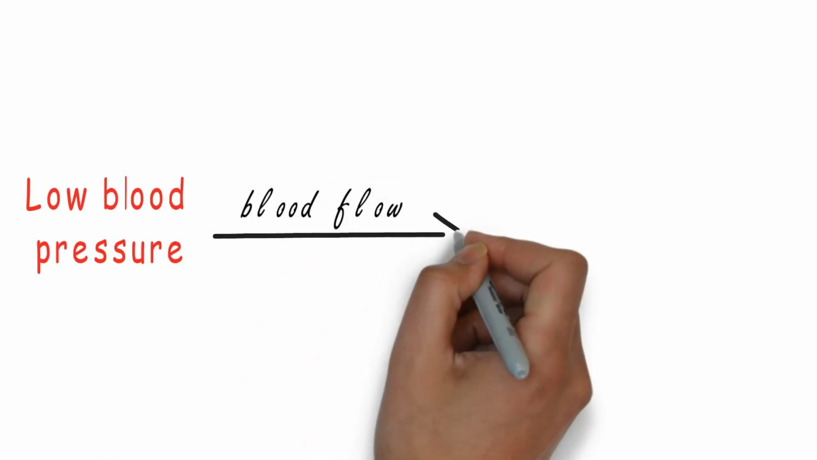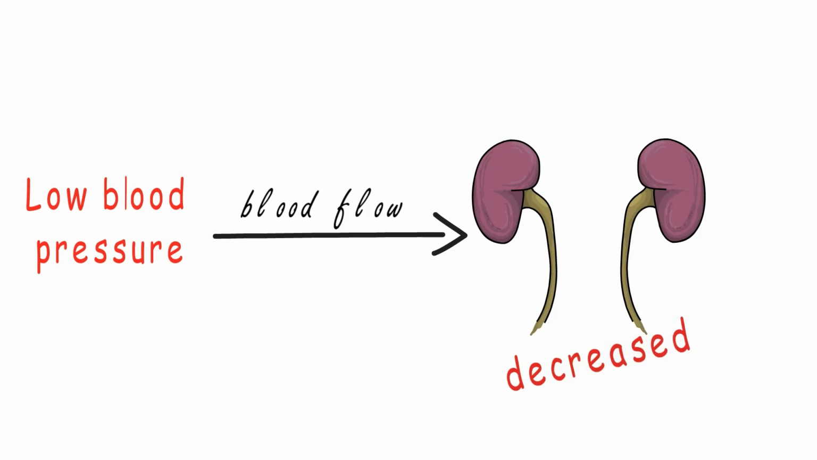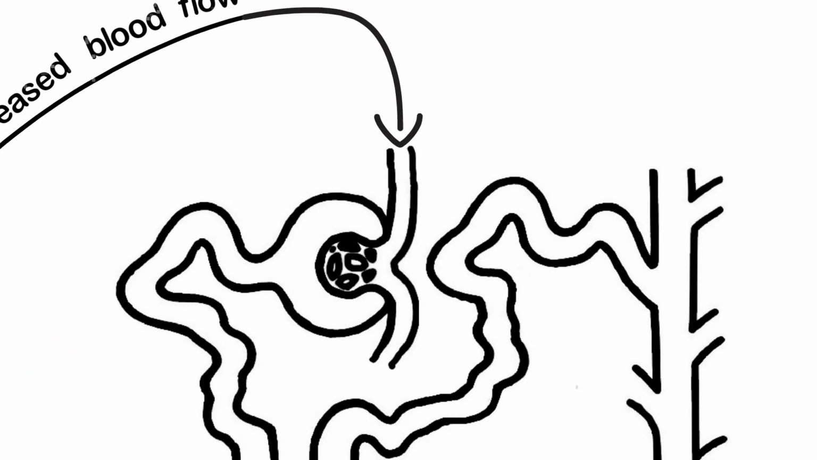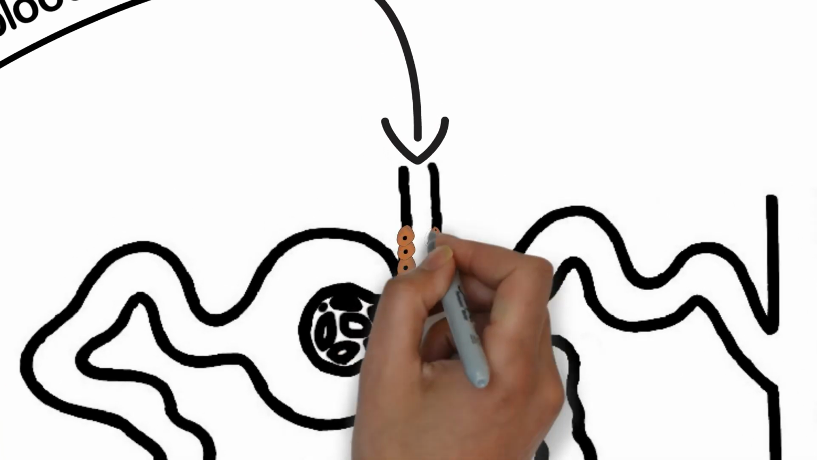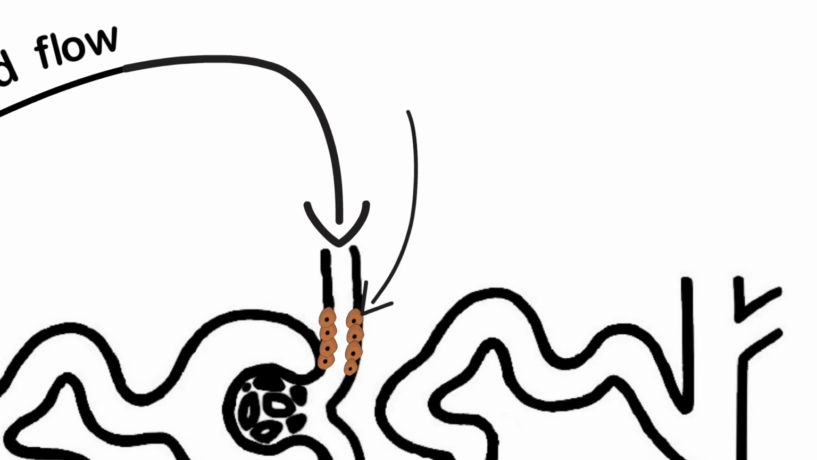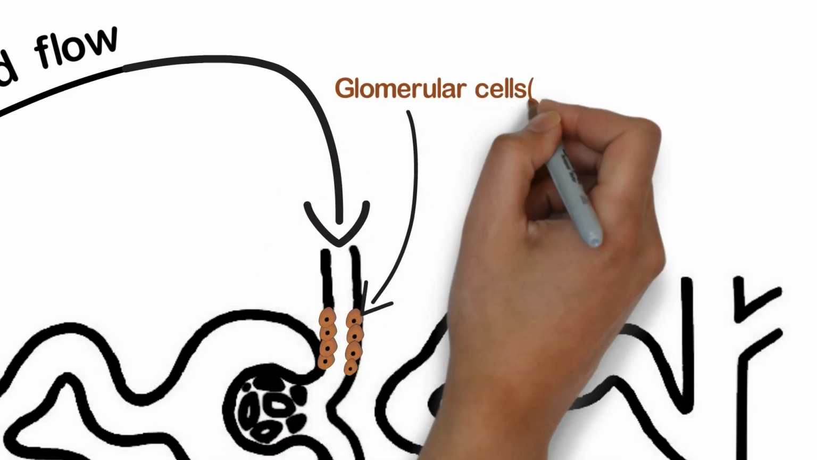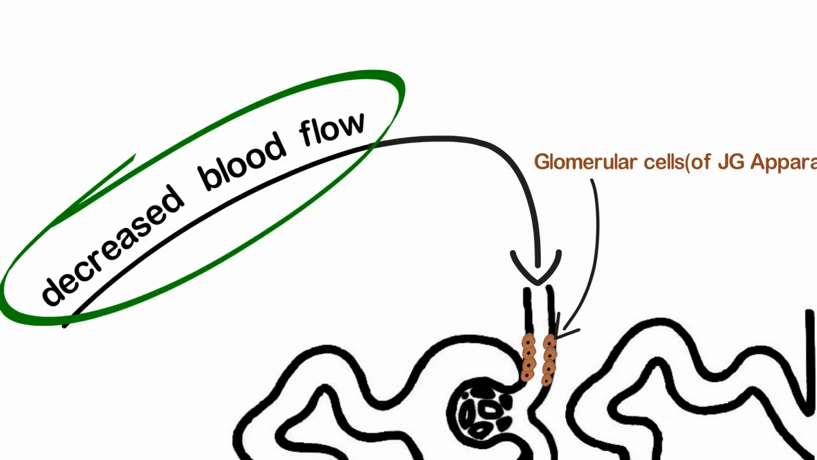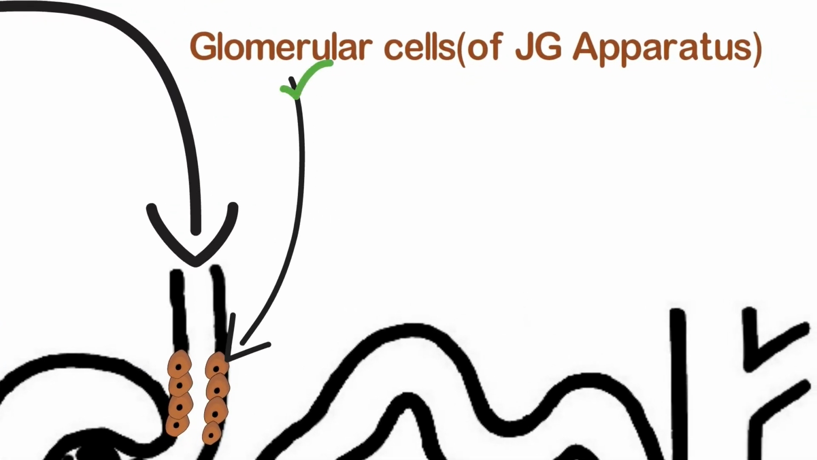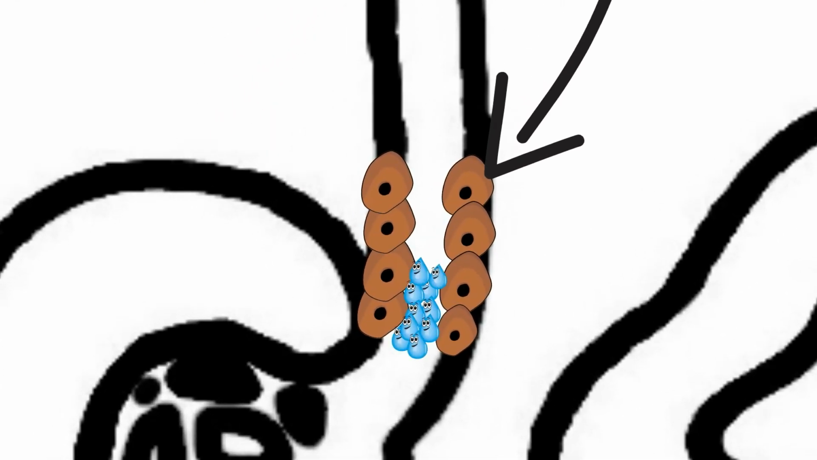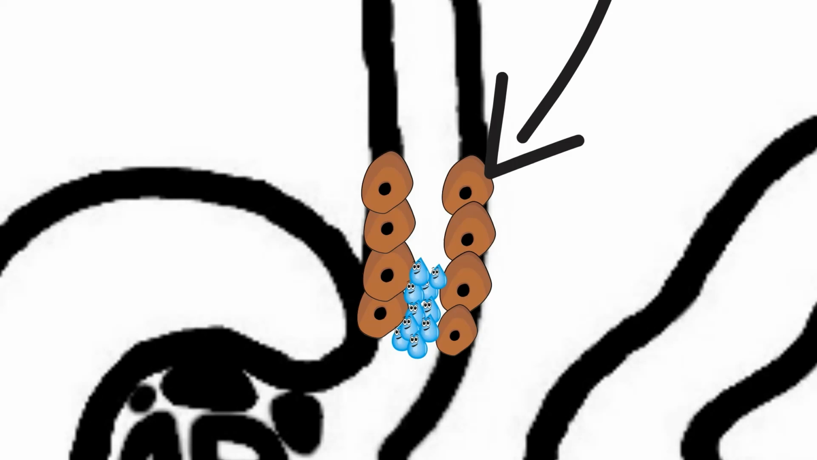Firstly, due to low blood pressure, the amount of blood flowing through the kidney is decreased. For that, blood flow to the nephron is also decreased. In our afferent arteriole, we have some modified smooth muscle cells which work as baroreceptors. These smooth muscle cells are called glomerular cells. Whenever the blood flow to the nephron is decreased, these glomerular cells get activated and release renin. This is one way how renin is secreted.